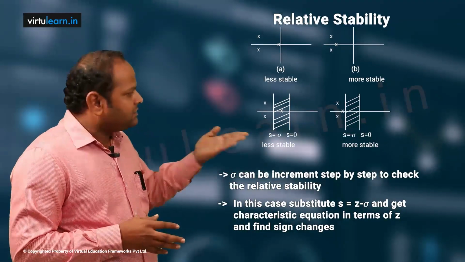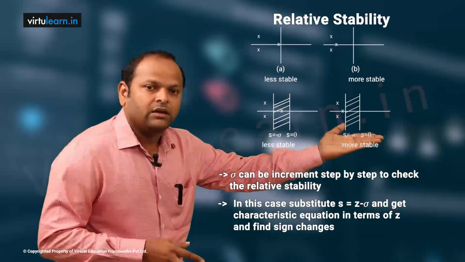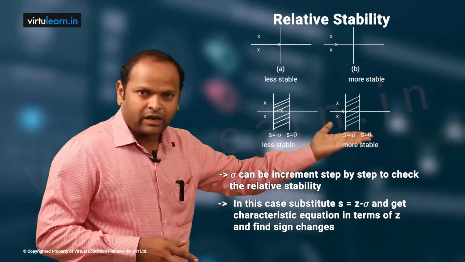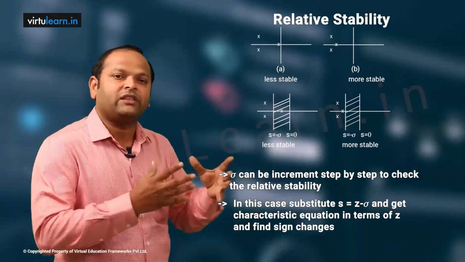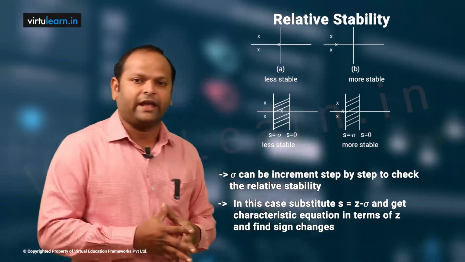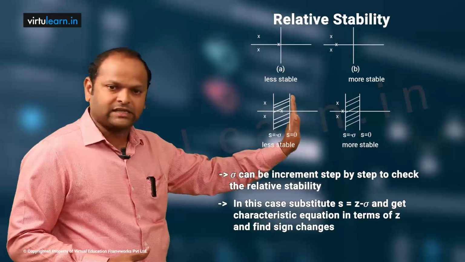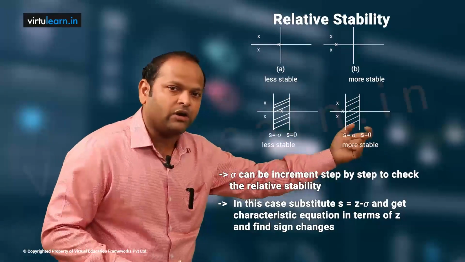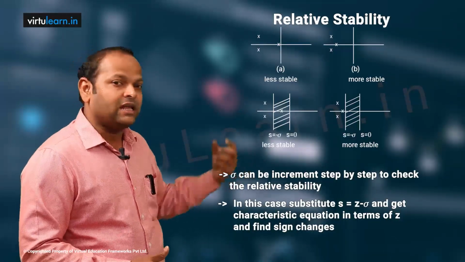That means this system is less stable. Here also we have the possibility, but the variation of gain needs to be large. So unless you vary the gain largely, this pole cannot be moved towards the right. Therefore, as long as the poles are away from the imaginary axis, we say the system is more stable. When the poles are close to the imaginary axis, we say the system is less stable.